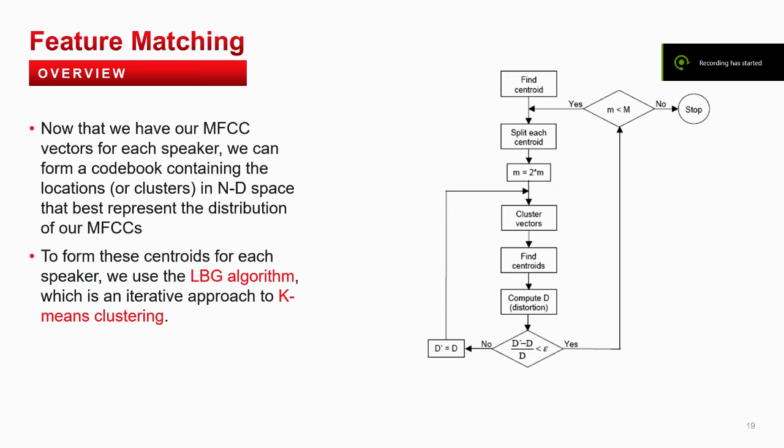Now that we have our MFCC vectors for each speaker, we can form a codebook containing the locations or clusters in n-dimensional space, which for us is 12, that best represents the distribution of our MFCCs. Now to form these centroids for each speaker, we use the LBG algorithm, which is an iterative approach to k-means clustering. And on the right, you can see the process of the LBG algorithm that we implemented in our code.